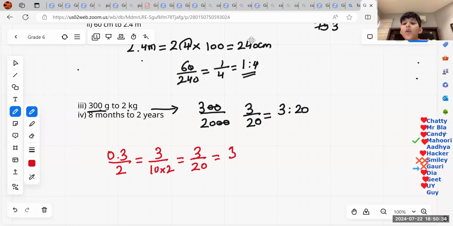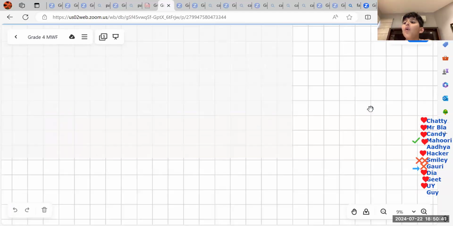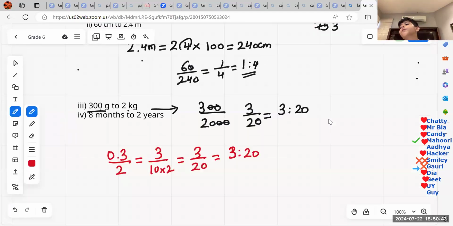Can't we just write it as 0.3 by 2? No, beta, we generally don't write ratios in decimals. Oh, sorry, did not know. All right. Thank you. Yes, sir.